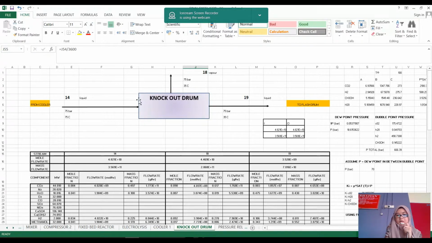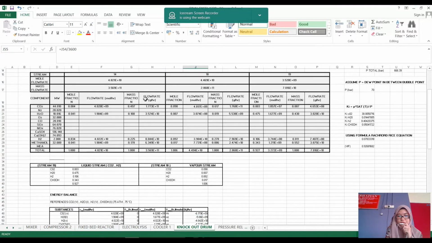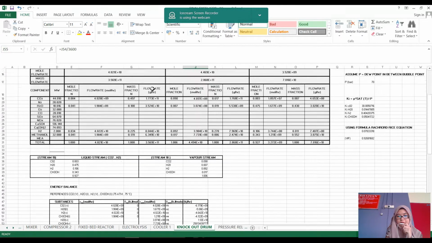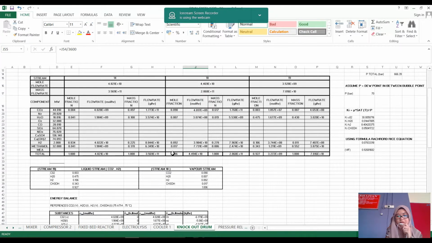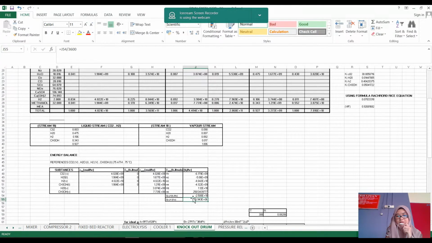Basically, the knockout drum is to separate the liquid and vapor. So here we got the energy balance is also negative one. It means that it is an exothermic reaction and it releases heat.